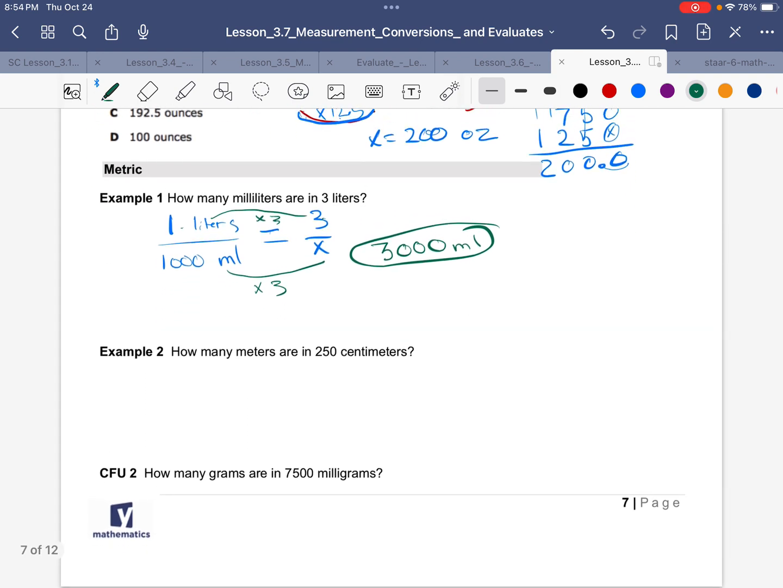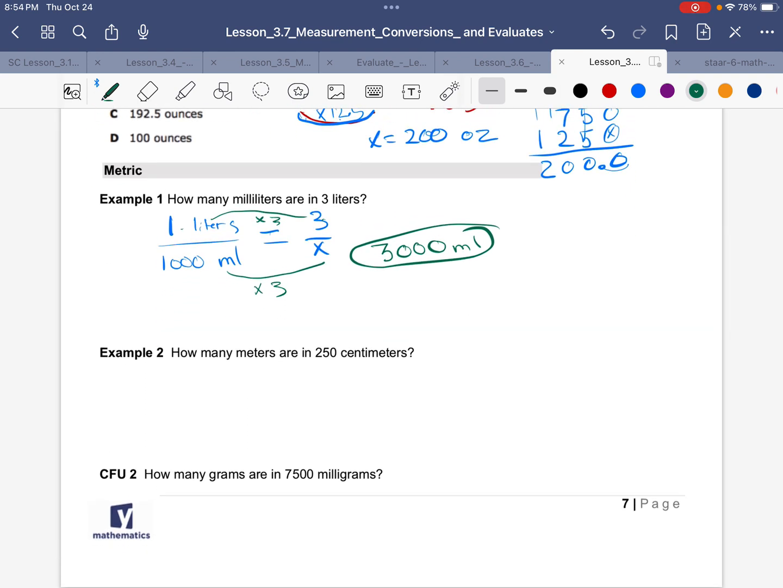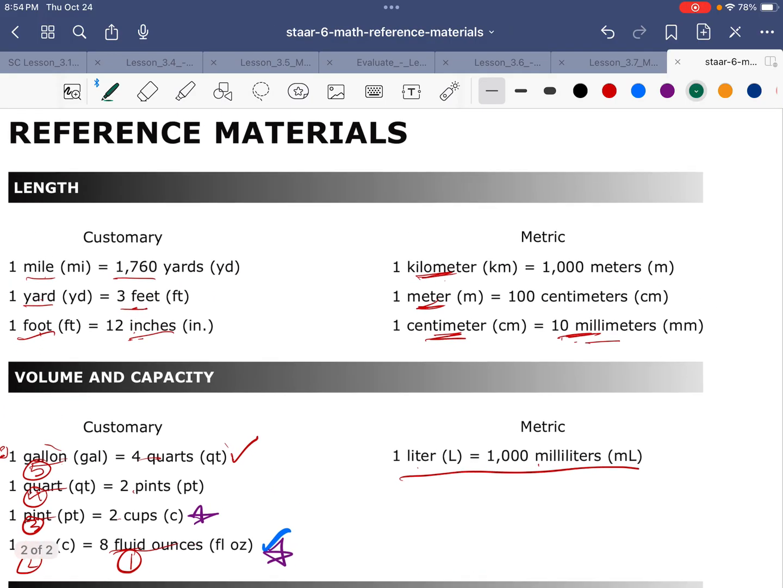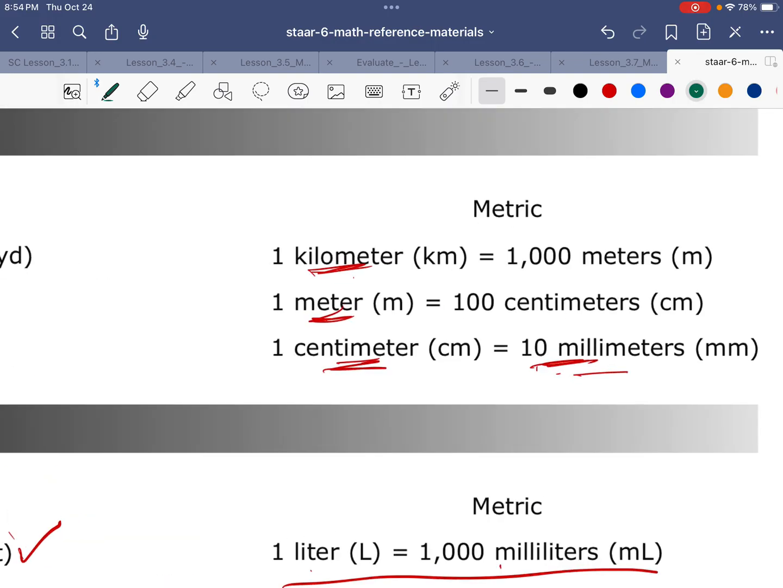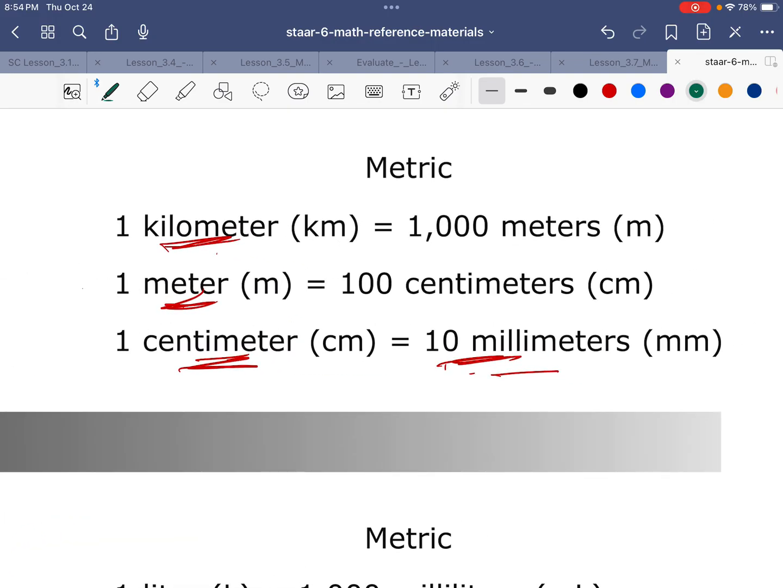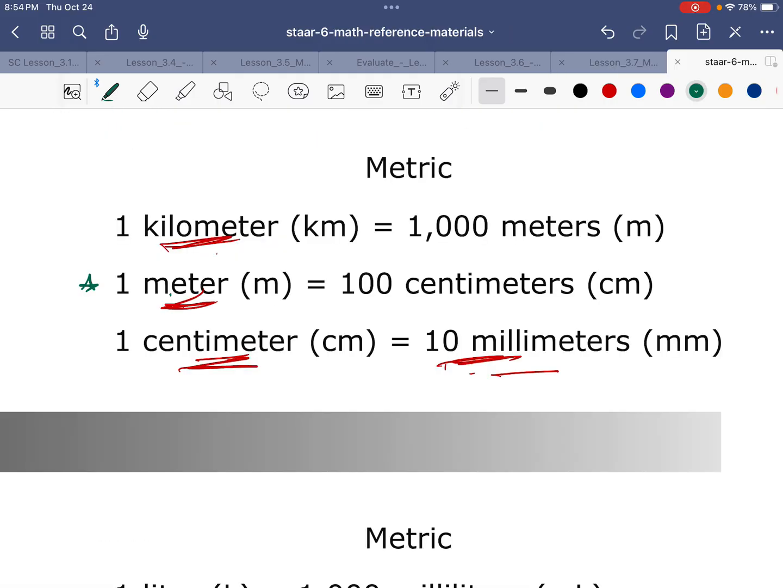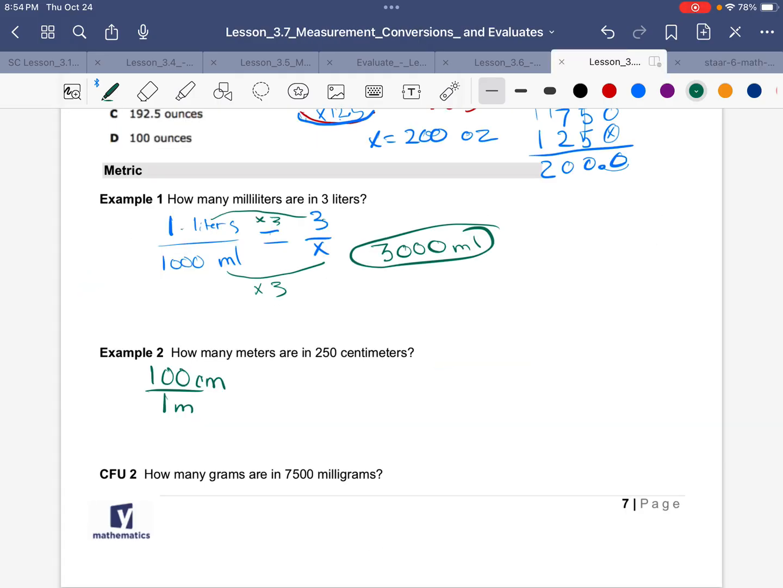How many meters are in 250 centimeters? So meters and centimeters. So here we are. Right here. 1 meter is 100 centimeters. 1 meter is 100 centimeters. Double check it. Yep. And they want to know how many meters. So how many meters down here if we have 250 centimeters?